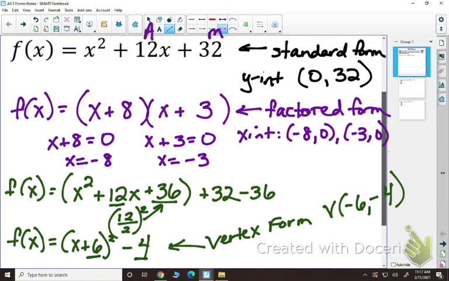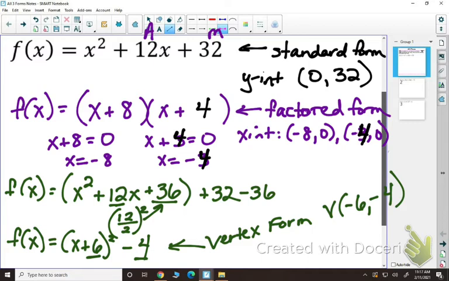Oh, and hold on a second. I wrote 3 and I meant 4. Let me pause for a second here. This was supposed to be 8 times 4 to give me 32. So x plus 4 equals 0. That's going to be a negative 4, and it would be negative 8, negative 4. I apologize for that. I think I said 4 and I wrote down 3 earlier.